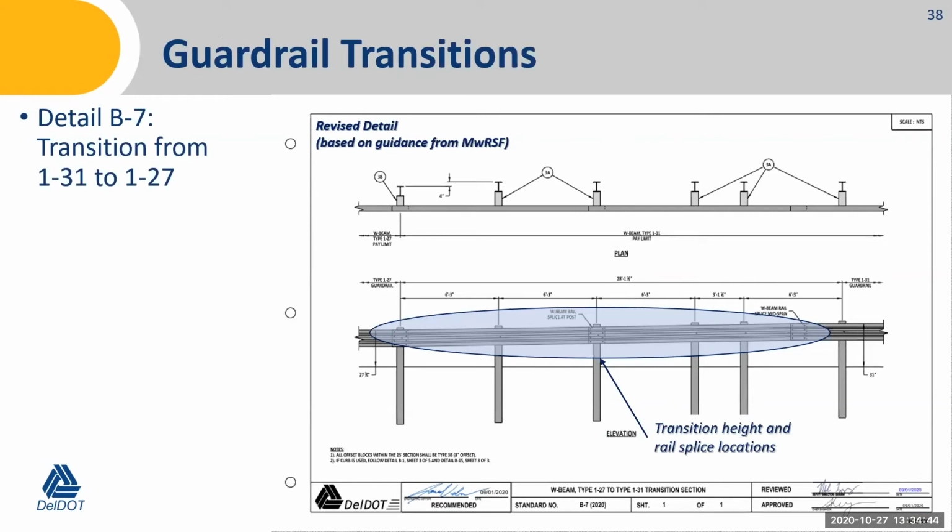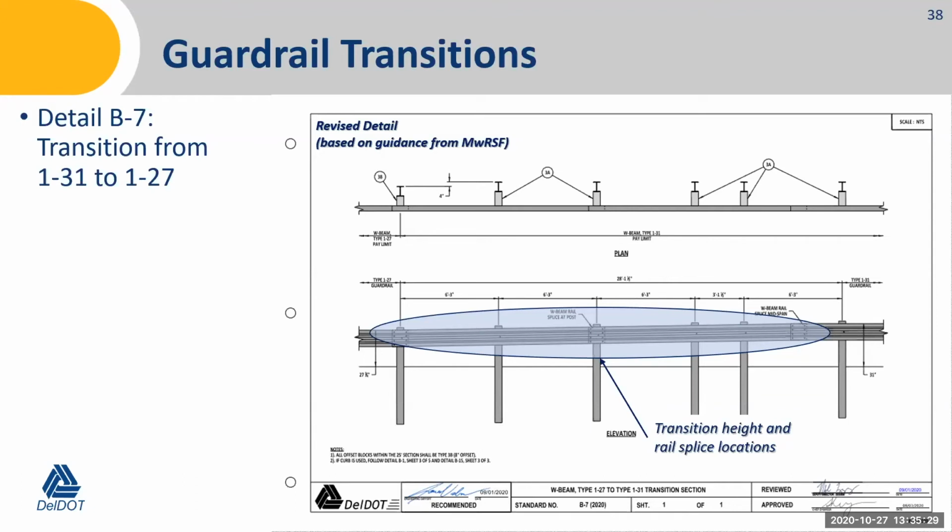Detail B-7, this is the transition for your guardrail height from 31 inch to 27 inch. We revised the detail slightly to be consistent with published guidance from the Midwest Roadside Safety Facility. Basically, this is the detail that you're to use when you're transitioning your height from 31 inch to 27 inch, and it also allows you to transition the location of the splice. So if you recall, on the type 131, the splice is mid-span between the posts, and on the type 127, your splice occurs at the post. So this design allows that transition to occur in an appropriate fashion.